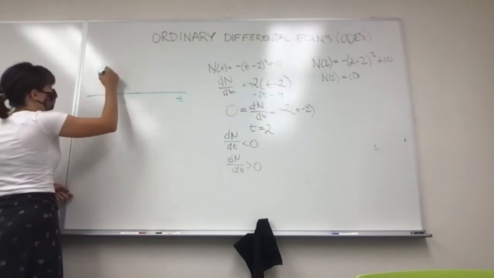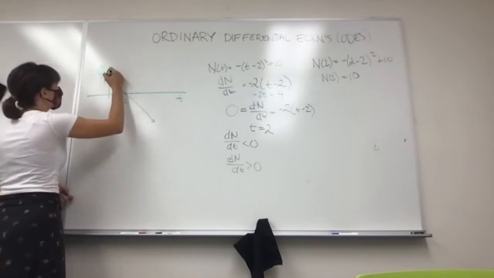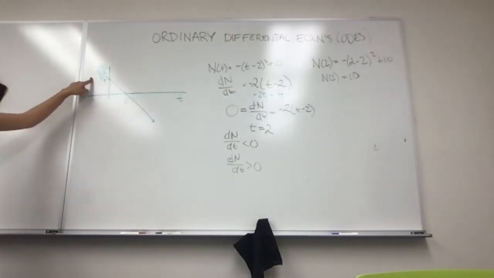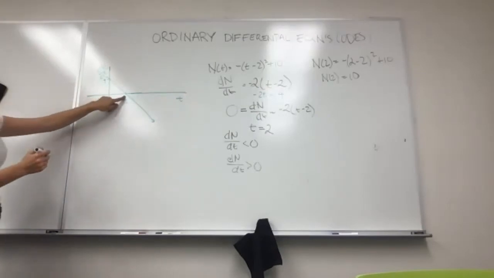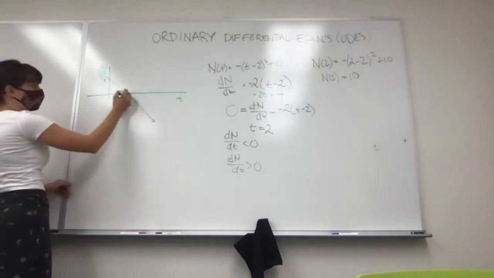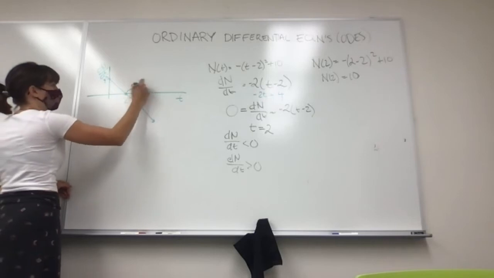Just bear with me. And so our derivative looks like this. As t changes, this is now the value of our dn/dt, and we get that from our equation. What's cool about thinking about it this way is anytime this line crosses the axis, there's no change in your system.